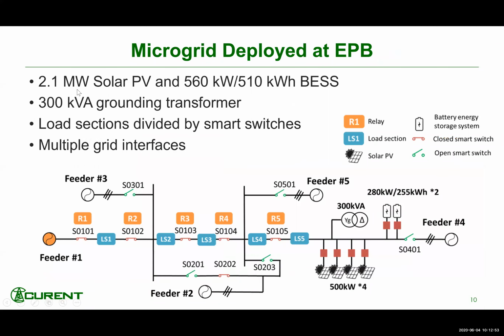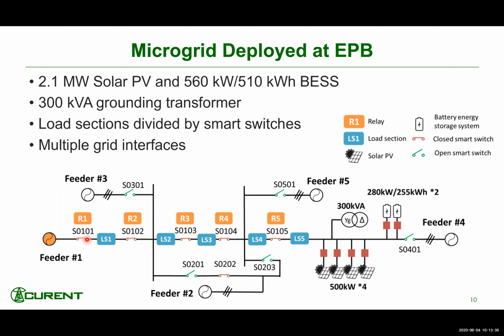In this microgrid, we have 2.1 megawatt solar PV, and recently we added 2 battery energy storage systems, totaling 560 kW and 510 kWh of battery energy storage. We also have a 300 kVA grounding transformer. This is because when the microgrid is running in islanded mode, we want the system to be fully grounded to reduce the overcurrent issue. We also have 5 different load sections, you can see load sections 1, 2, 3, and 5.